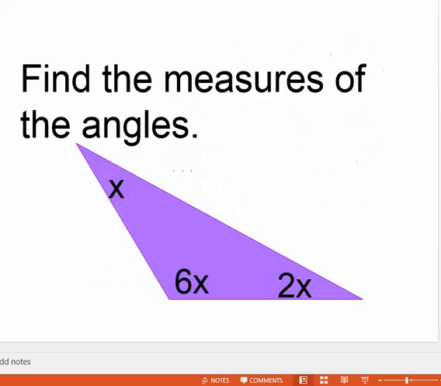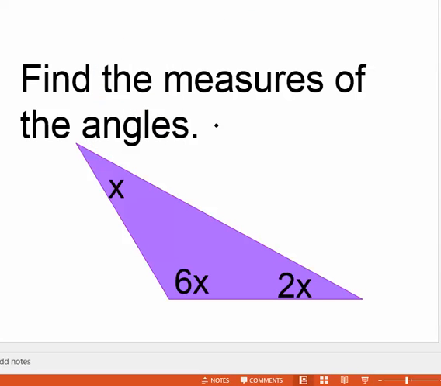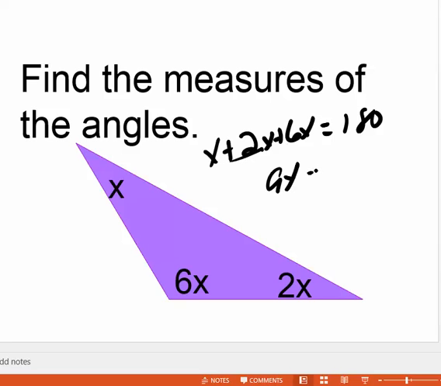Find the measure of the angles. X plus 2x plus 6x is equal to 180. 9x is equal to 180. X is equal to 20. So this is 20. 2 times 20 is 40, and 6 times 20 is 120. Add those up and you will get 180.